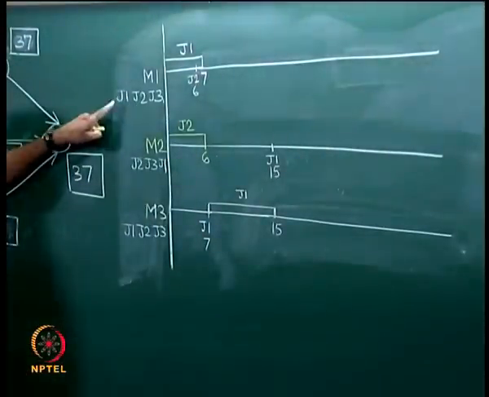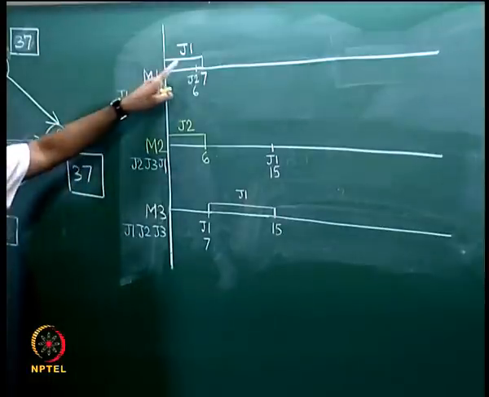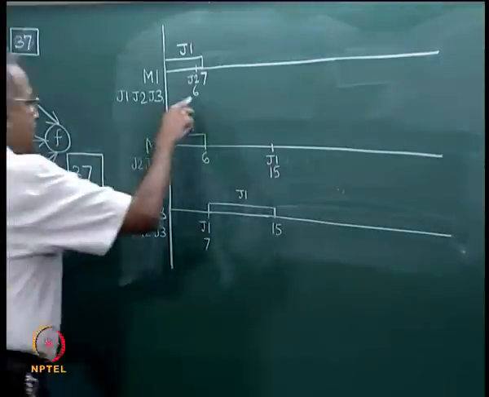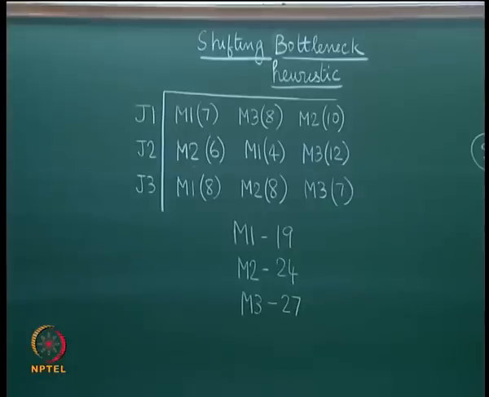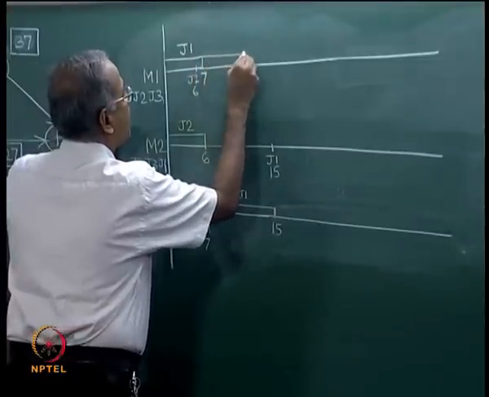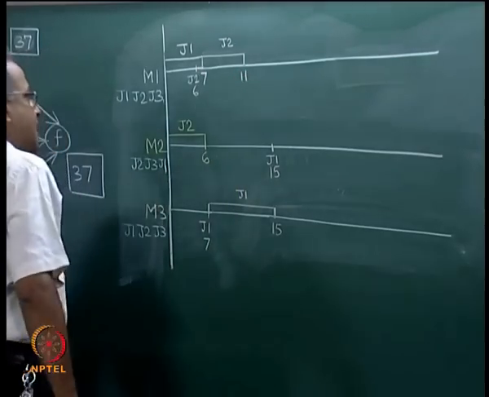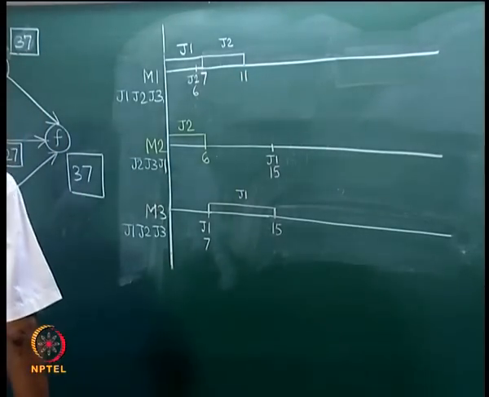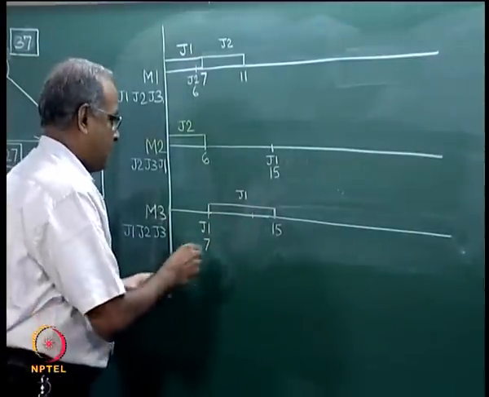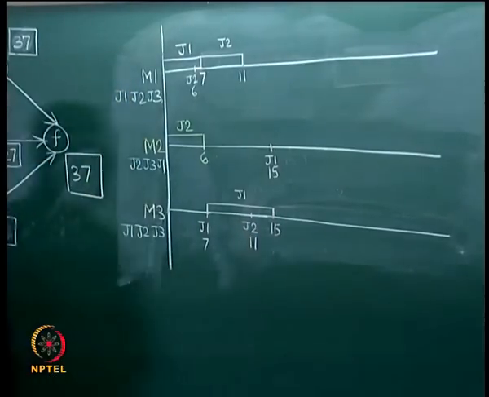Now, J2 is the second job to be done on M1 and J1 is the first. So, J1 is already over, J2 has come at 6. So, it will take up J2. So, J2 on M1 will be 7 plus 4, 11. And J2 will now move at time equal to 11 to M3. So, J2 will come here, J2 will come at 11.